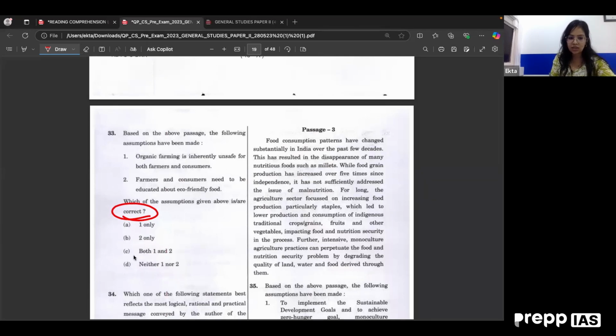Great, okay, yes. So I'll tell you the answer. B is the correct answer: organic farming is inherently unsafe. इसमें क्या गलत है? Yogita, can you tell me?